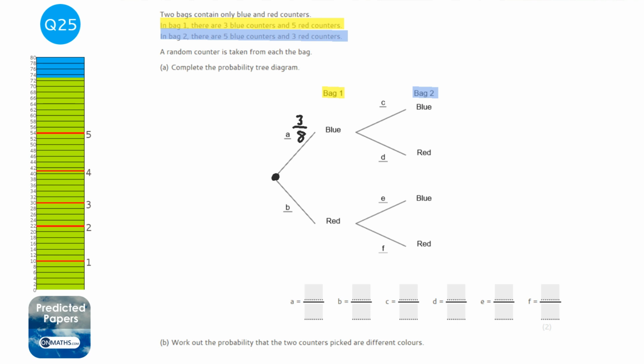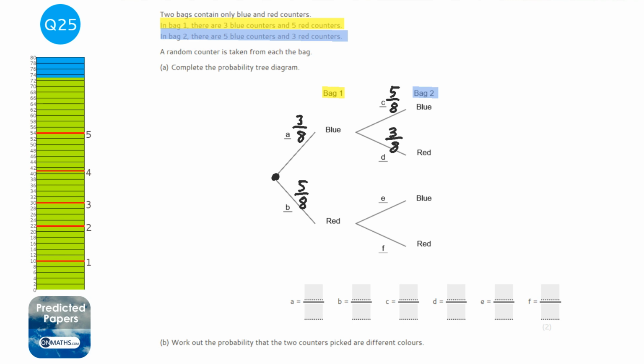What's the probability I go down the red path? Well, there's 5 red counters, and again there's 8 altogether. Now, imagine I go down the blue path. What's the chance of me going down the second blue path? Well, there's 5 blues in this second bag, and there's 8 altogether. And the chance of me going down the red path? Well, there's 3 reds and 8 altogether.